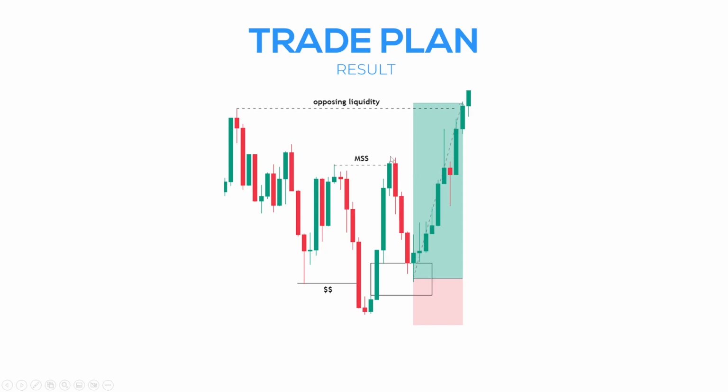And we also want there to be a displacement. This was a displacement because it had a series of strong candles right over here. Now, we want to enter off of the imbalance that actually caused this market structure shift, which is right over here. We enter off of the 50% zone, which is right here. Stop loss just below the low right over here, you can see here. And we want to target opposing liquidity, which could be this side right over here, for a minimum of 1 to 2 RR or 1 to 3 RR.